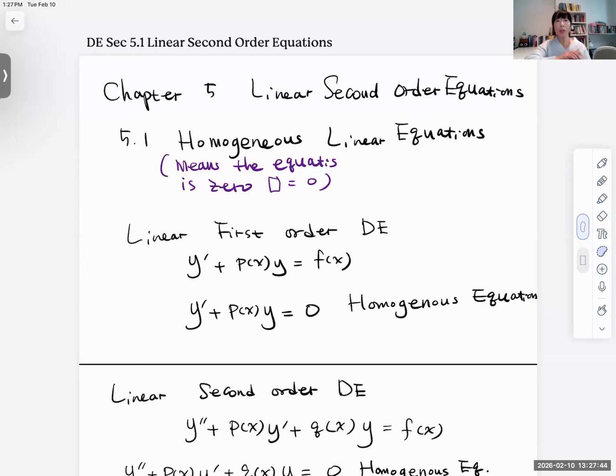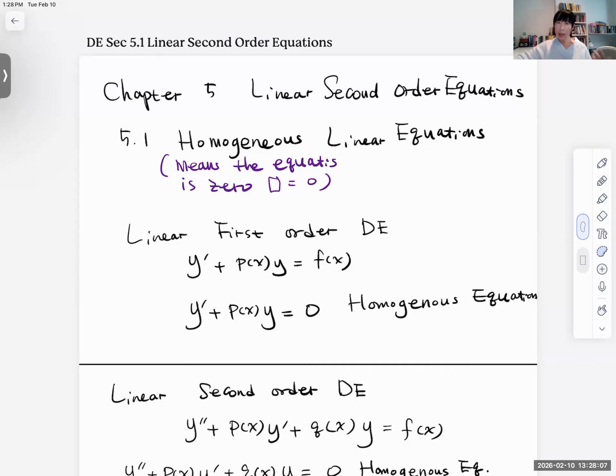Today we are going to learn chapter 5, linear second order equations, and 5.1, homogeneous linear equations. So we learned what homogeneous linear equations are, right? The other side equals 0. So the equation is 0, right?